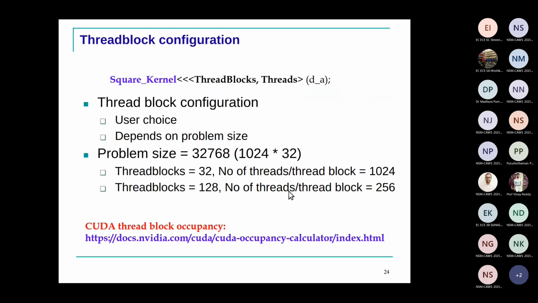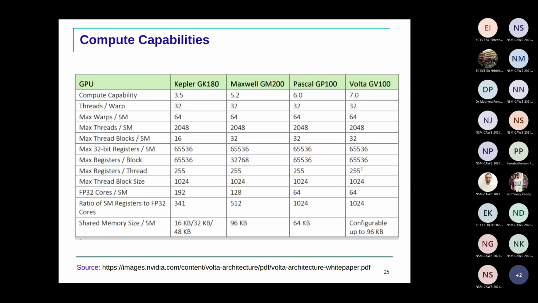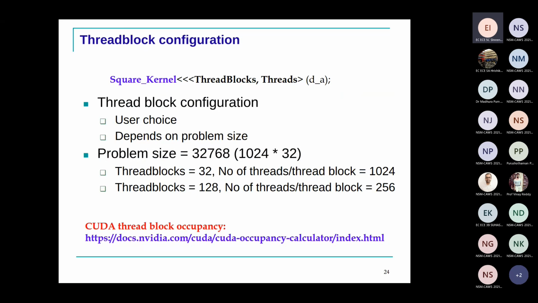So you cannot have a thread block size more than 1024, but you can have an arbitrary number of thread blocks. That cap is there, so you have to look at the specification when you write programs. There is no limit on the number of thread blocks, but the thread block size is the limit. Yes, please go ahead.